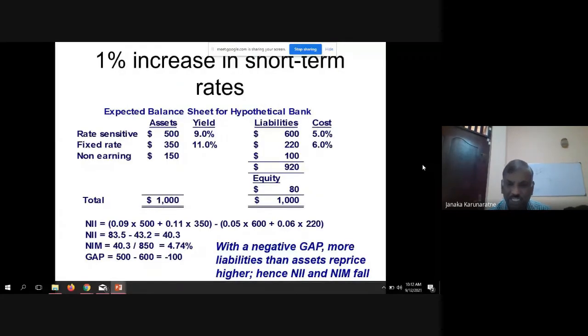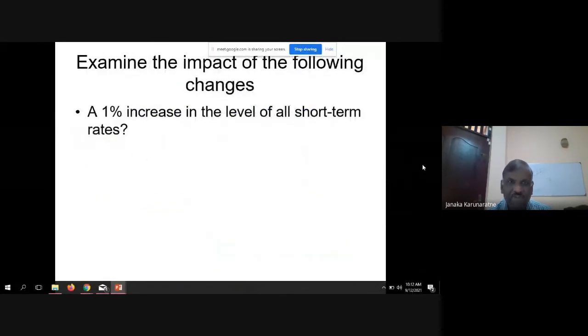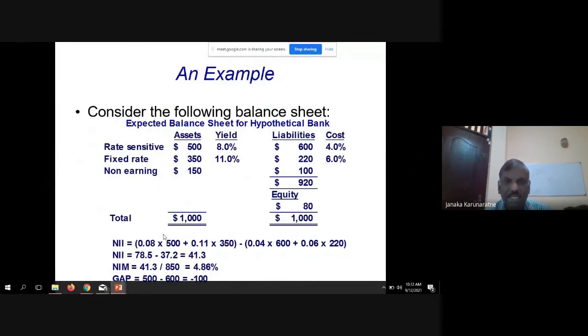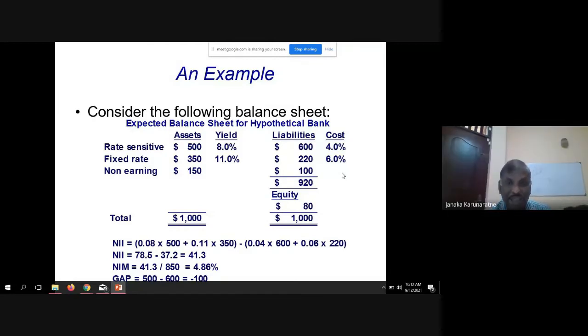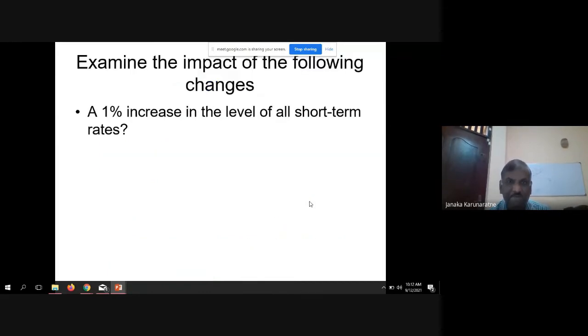Okay, so very simple. Now, interest rate rise of 1%. That means our rate sensitive assets will go up to 9% and rate sensitive liabilities will go up to 5%. What about fixed rate assets? No change, because these are not rate sensitive, no impact. They remain the same. This 11 and 6 will remain the same.